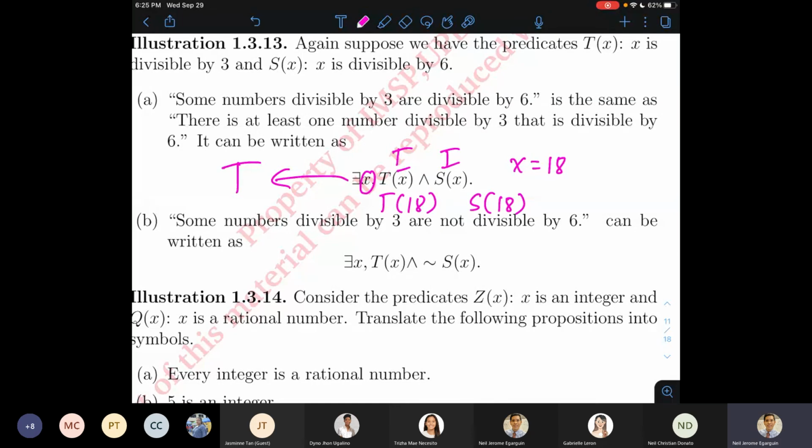Statement B, some numbers divisible by 3 are not divisible by 6. So when we translate this, there exists an X such that P of X, so X is divisible by 3, and it is not the case that X is divisible by 6.